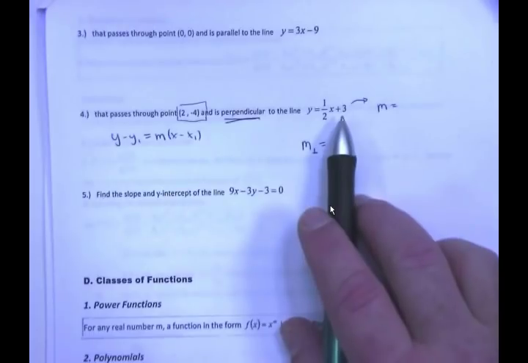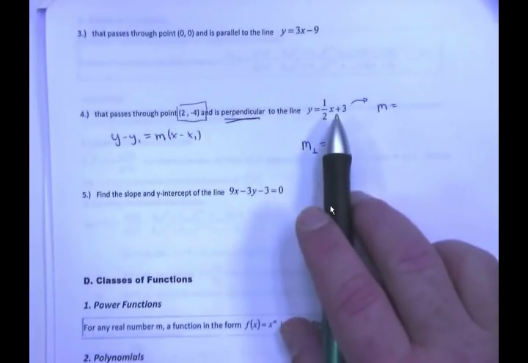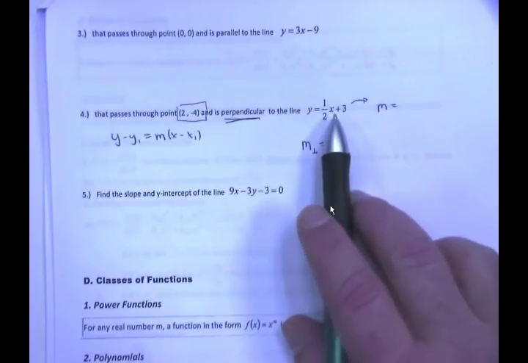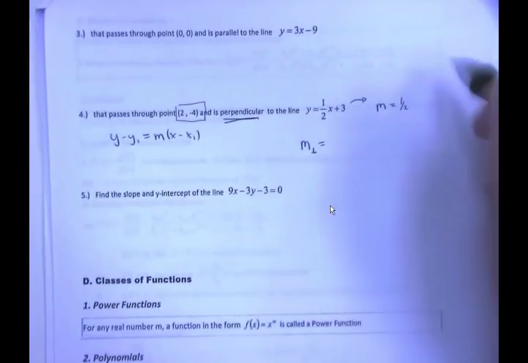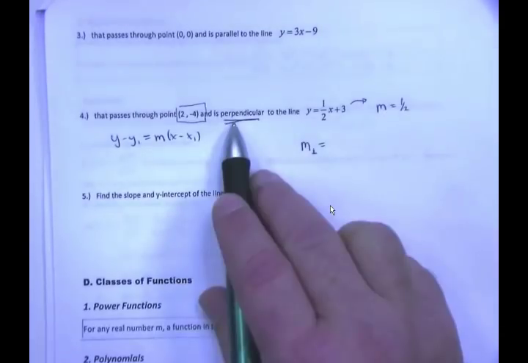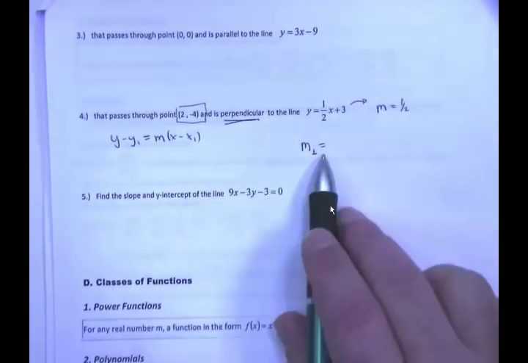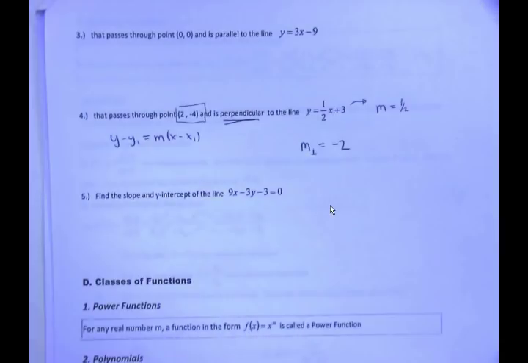The nice thing about slope-intercept form is the first property it has is you read off data. What's the slope of this line? 1/2. So if the slope is 1/2 and I want perpendicular, what would my perpendicular slope be? Negative 2. Negative reciprocal. Flip it and change the sign. Does that make sense?